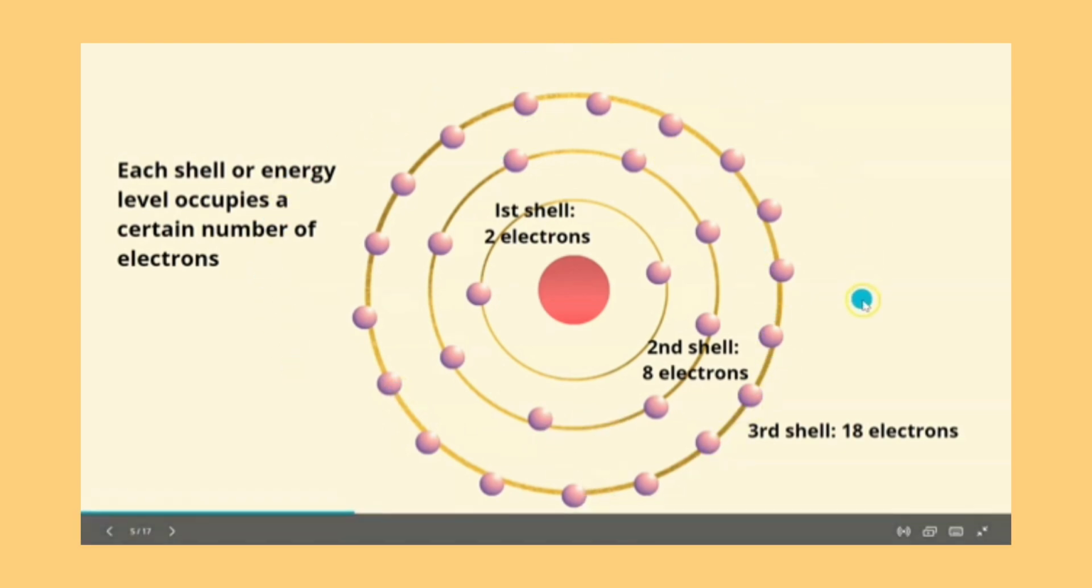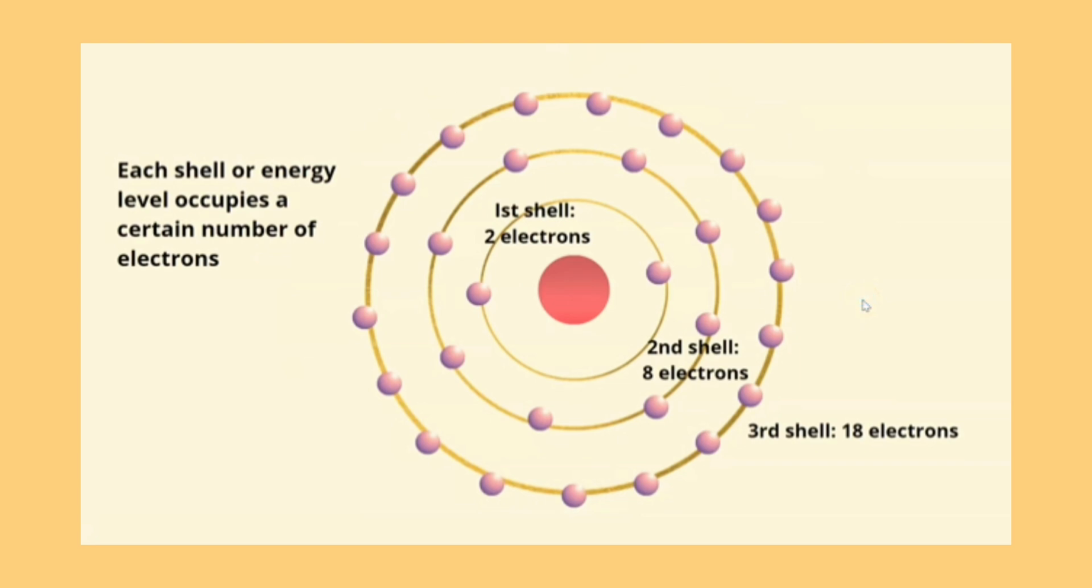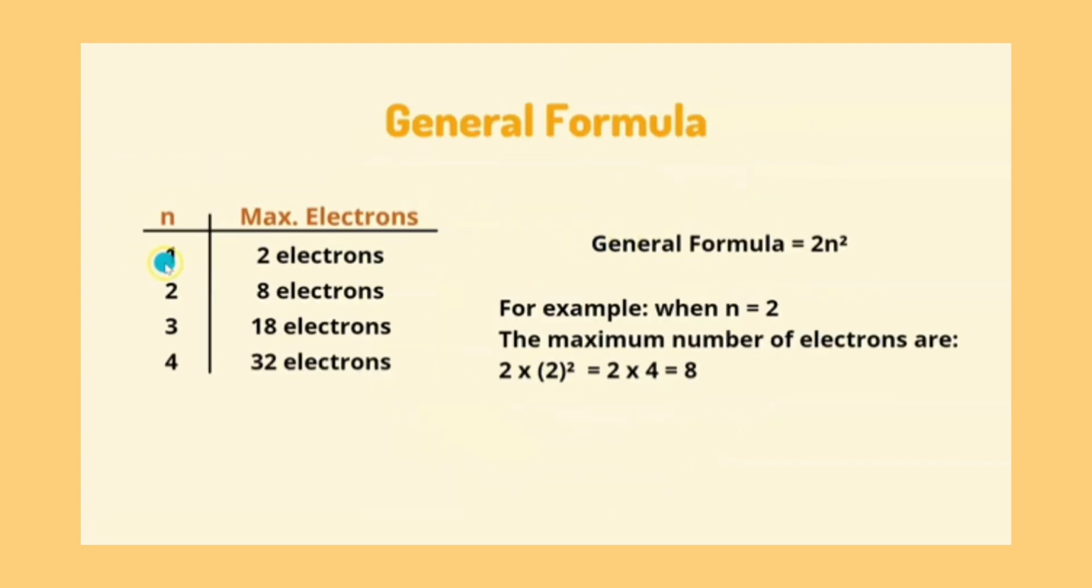If we visualize this in a tabular form, we get that in energy level 1 we have 2 electrons, in 2 we have 8, in 3 we have 18, and in 4 we have 32 electrons. Here we apply a general formula, that is 2n square.